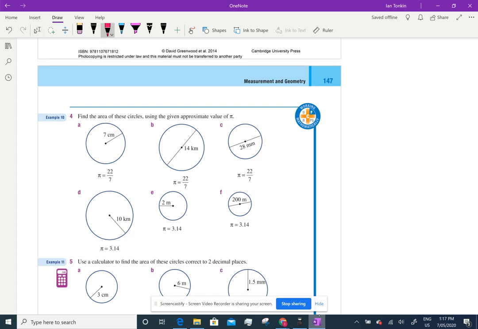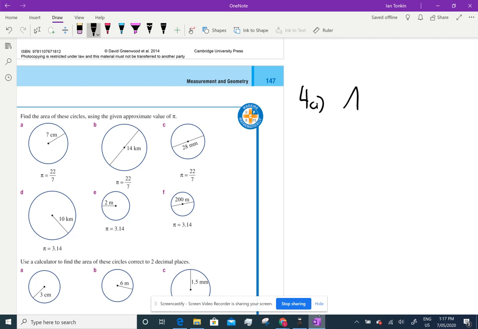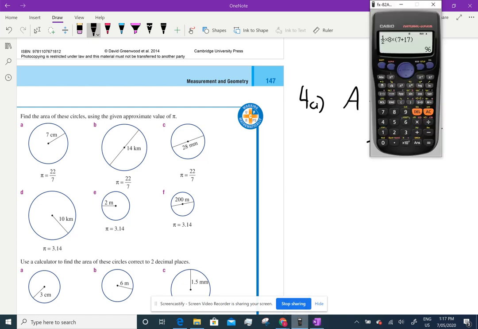So, let's have a go at the first one, 4a. You don't need to draw a diagram. It is important to write the formula. Pi r squared, sounds like area to me. Pi times the radius, 7 squared. And then I just do it on my calculator. To get pi, remember I have to go shift pi times 7 and squared.